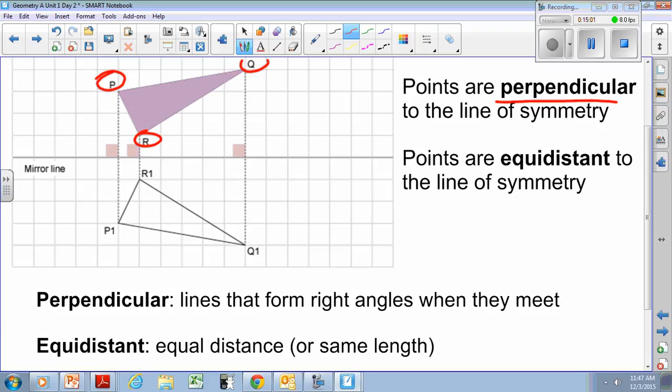Perpendicular means it makes a plus sign. It means it's a 90-degree angle. That's what these little squares represent. So let's see. The points are perpendicular to the line of symmetry. What does that even mean? Here is a line of symmetry in this picture.